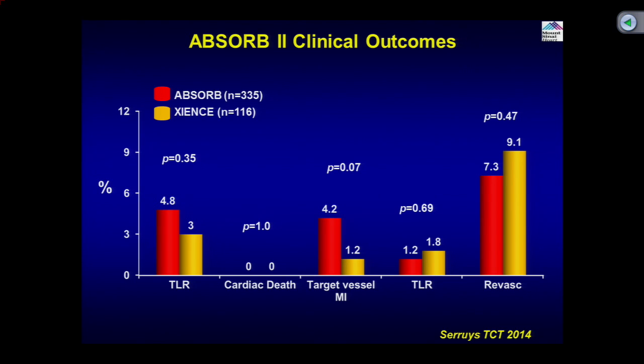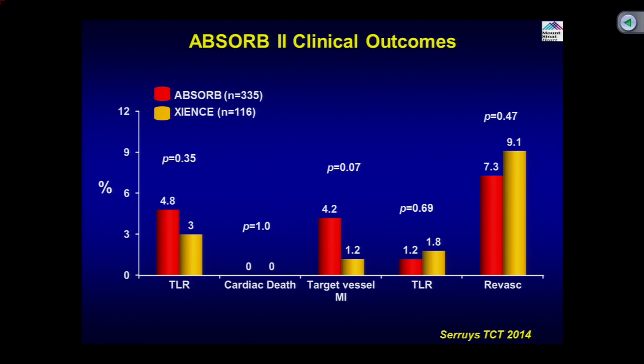And these are the clinical outcomes as shown here. You can see the TLR, 4.8 versus 3, no difference. Target vessel MI, in the small group, counted as CK-MB more than 2 times, was higher in the Absorb group compared to Xience. Revascularization overall was actually a little surprising: while TLR was lower in the Xience group, clearly the revascularization was higher at follow-up. So that seems to be a little discrepancy. I need to learn a little more of the data presented.